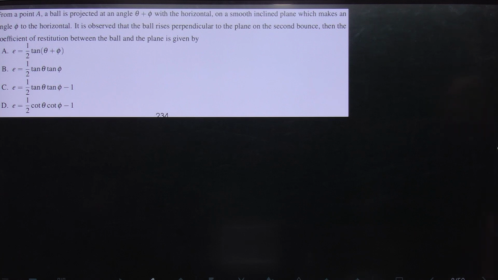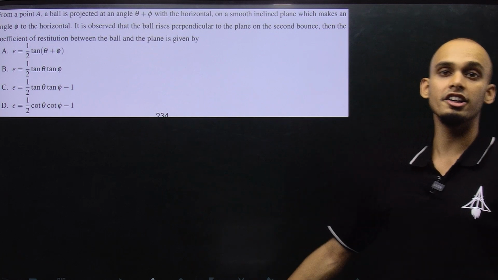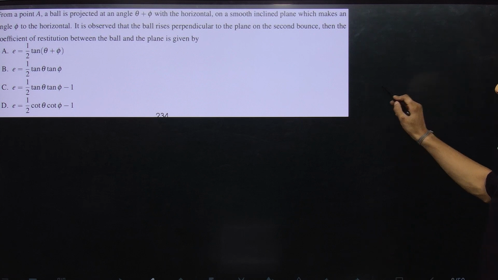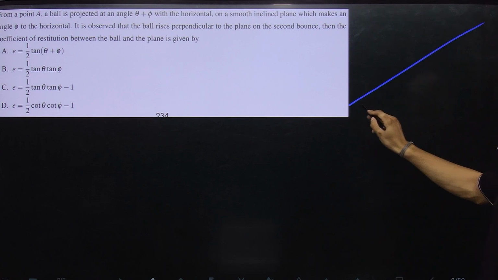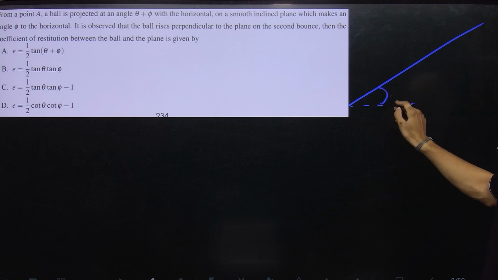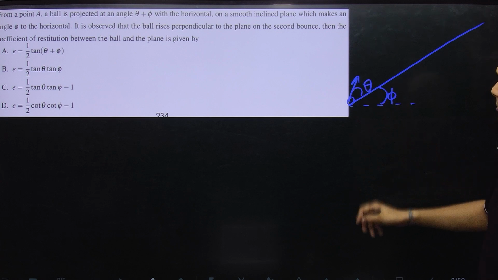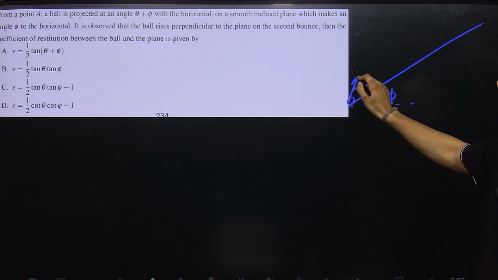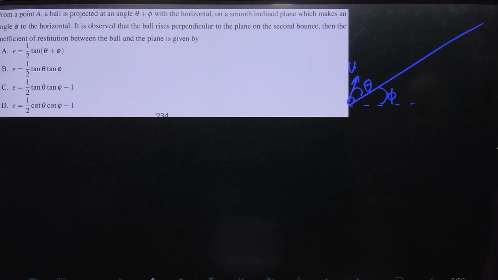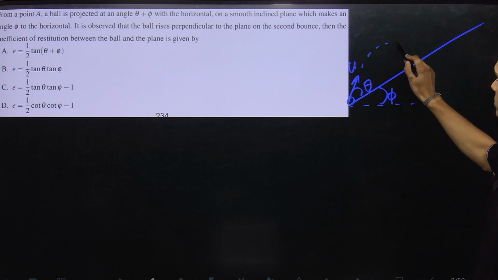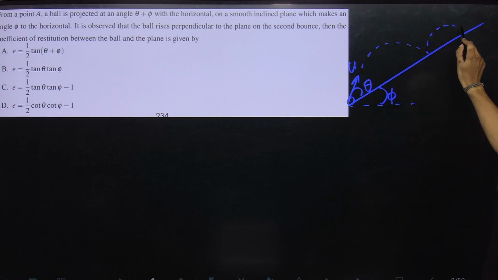We have the fact that from point A, a ball is projected from an inclined plane. The inclined plane is at an angle of, let's say, phi with the horizontal, and we are projecting a ball at an angle of theta with the inclined plane and with some speed, let's say u, and it has been given that after the second bounce the ball rises perpendicular to the plane.